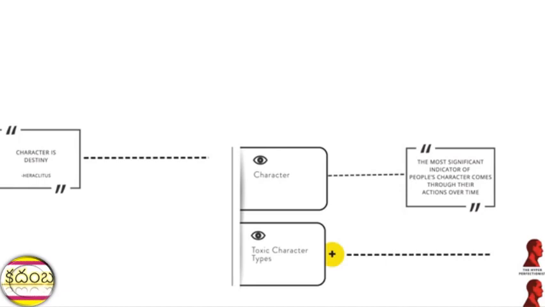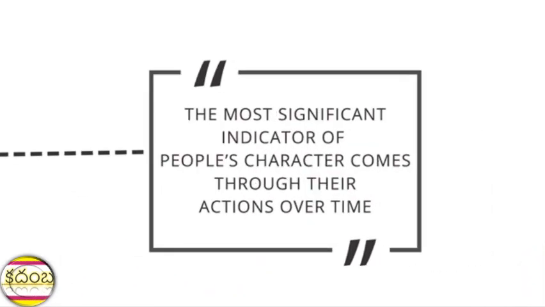People with strong character do not give up easily, are persistent, and are open to new ideas. People with weak character, on the other hand, are overwhelmed easily, difficult to rely upon, and not open to learning from others because needing to learn from others would imply criticism or shortcomings. The most significant indicator of people's character comes through their actions over time.